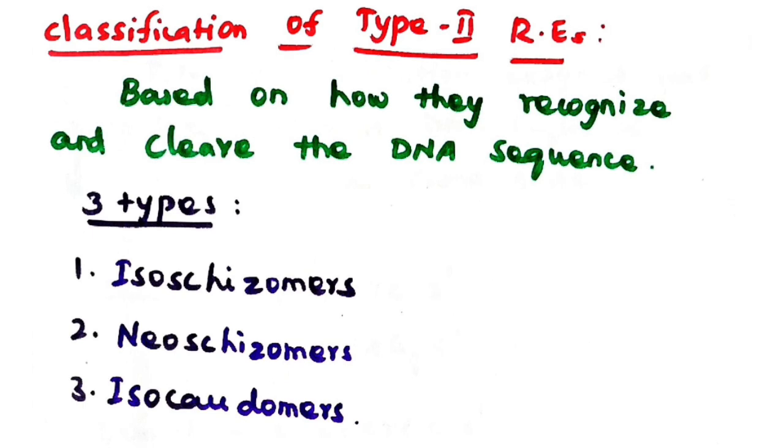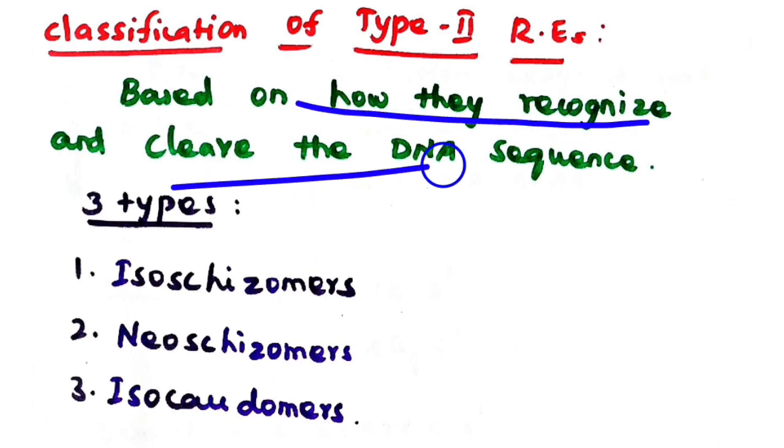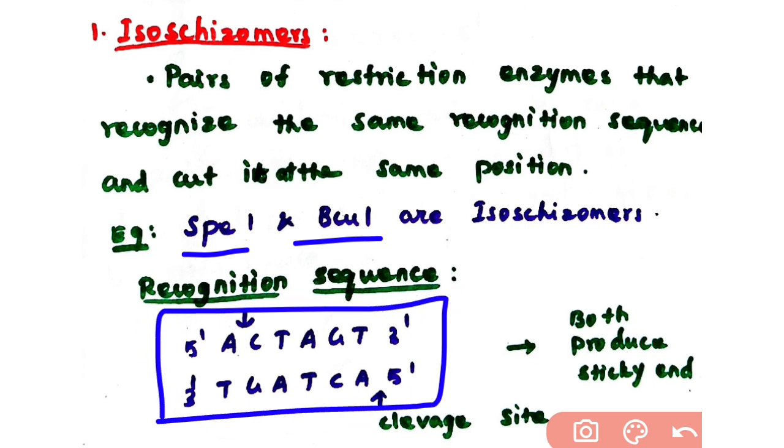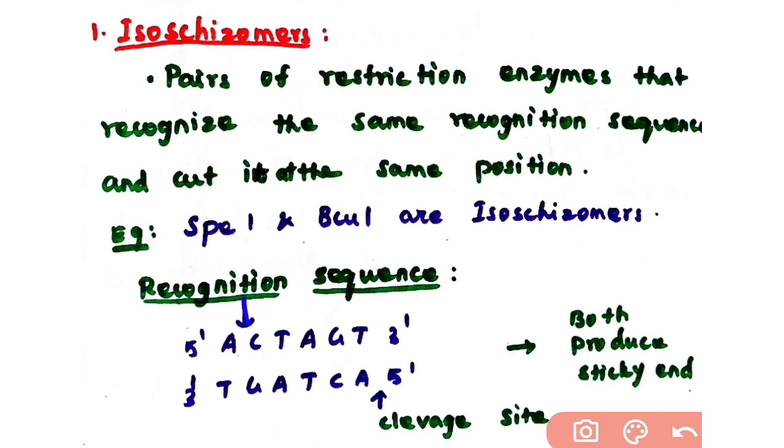Then we can further classify type 2 restriction endonuclease into 3 types: isoschizomers, neoschizomers, isocaudomers. So it is based on how they recognize and cleave the DNA sequences. Okay, isoschizomers are pairs of restriction enzymes that recognize the same recognition sequence, same restriction site, and cut at the same position. Example, SpeI and BcuI are isoschizomers. These two restriction endonucleases recognize the same restriction site, and cut at the same position between A and C from the 5' end. Then they both produce sticky ends.